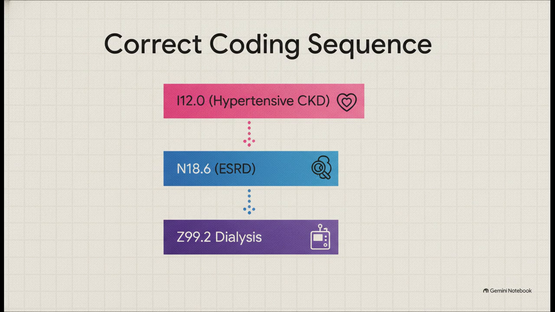First up, I12.0 for hypertensive chronic kidney disease. Second, N18.6 for end-stage renal disease. And third, Z99.2 for dependence on hemodialysis.